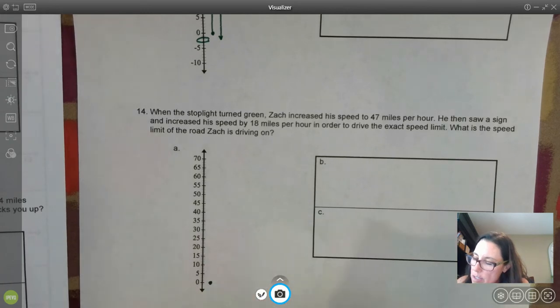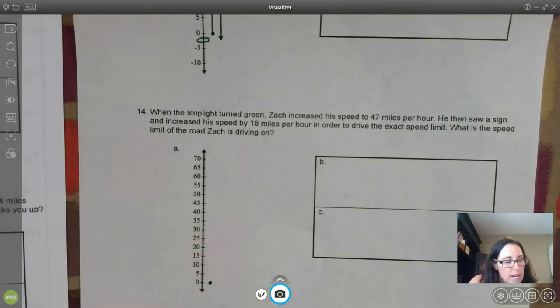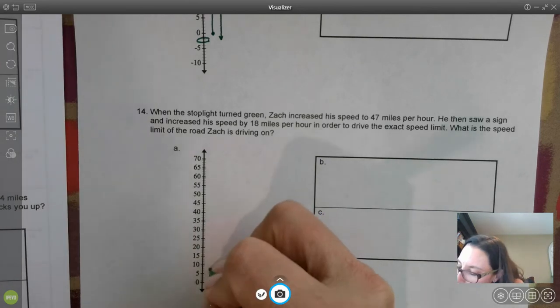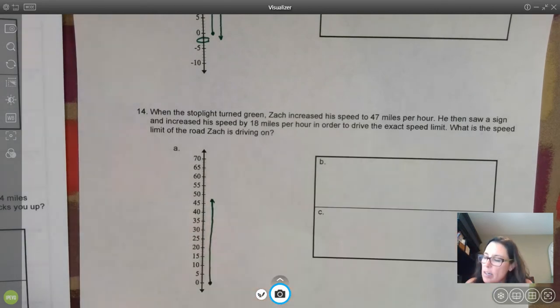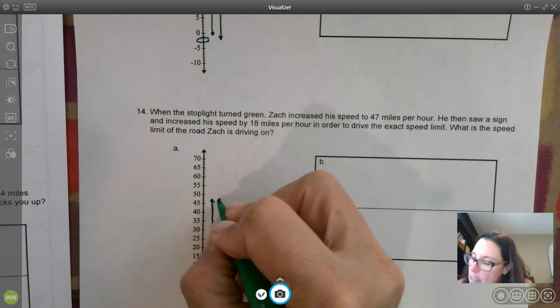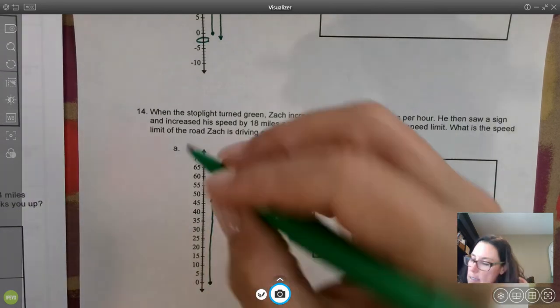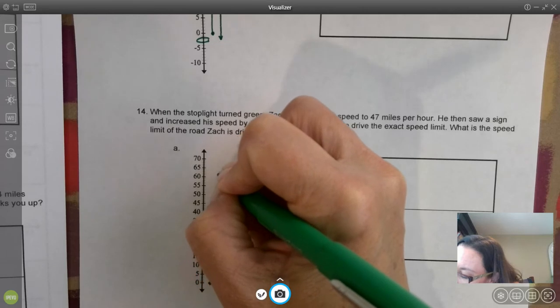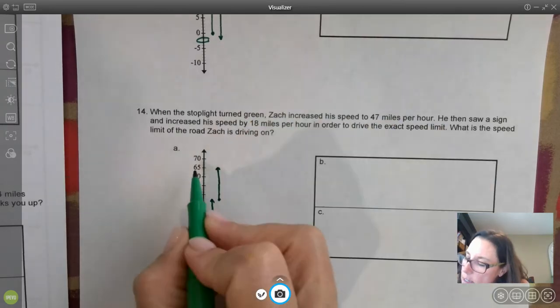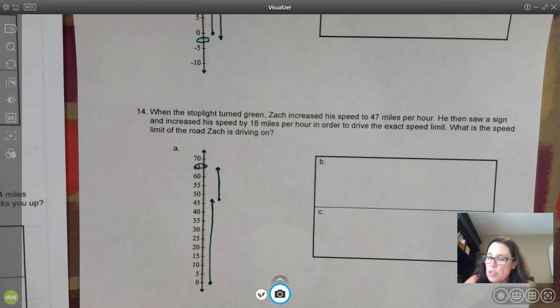So we're going to start at 0. All right, so 47 miles per hour. That's our first. We got to go positive up to 47. These are really teeny tiny marks there. So to 47. And then he accelerates more by 18. So that's going to be right there at 65.